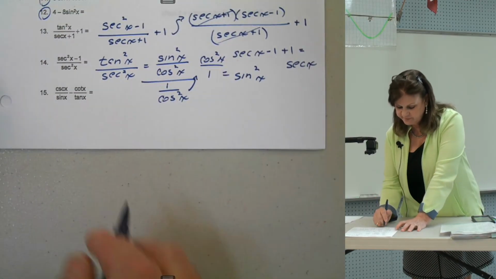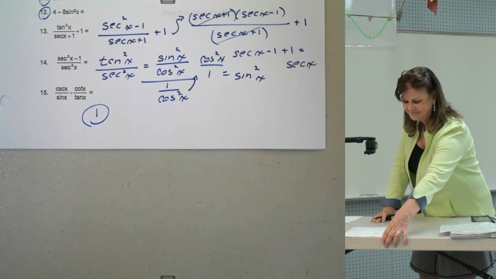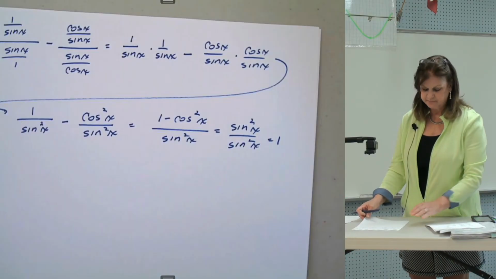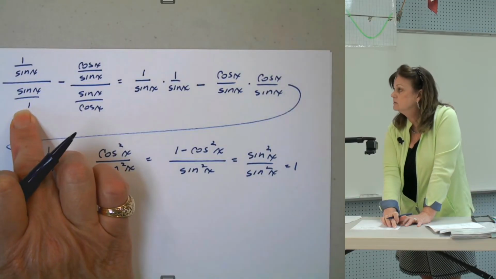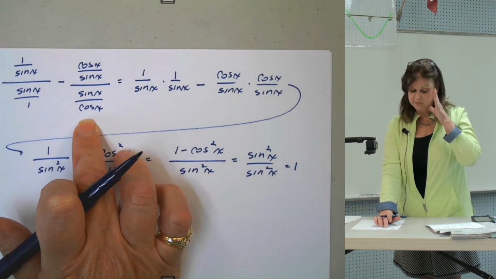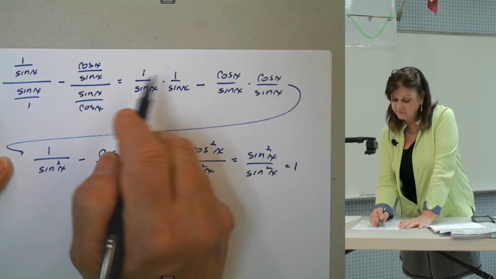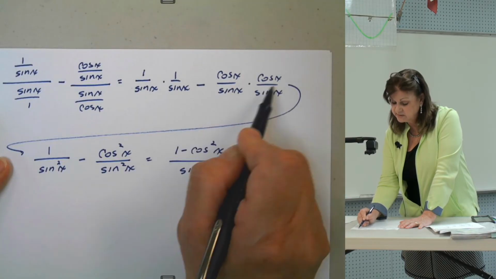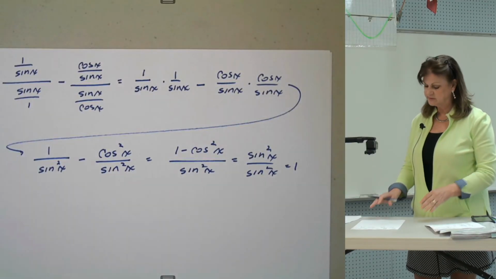Okay, hopefully for 15, you got an answer of 1. Okay, if you didn't, let's see what's going on here. So I've got cosecant, which is 1 over sine, minus cotangent, cosine over sine, over tangent, sine over cosine. I'm going to flip and multiply, so I have 1 over sine times 1 over sine, minus cosine over sine times cosine over sine. So all I've done is flip and multiply, which is going to give me what?